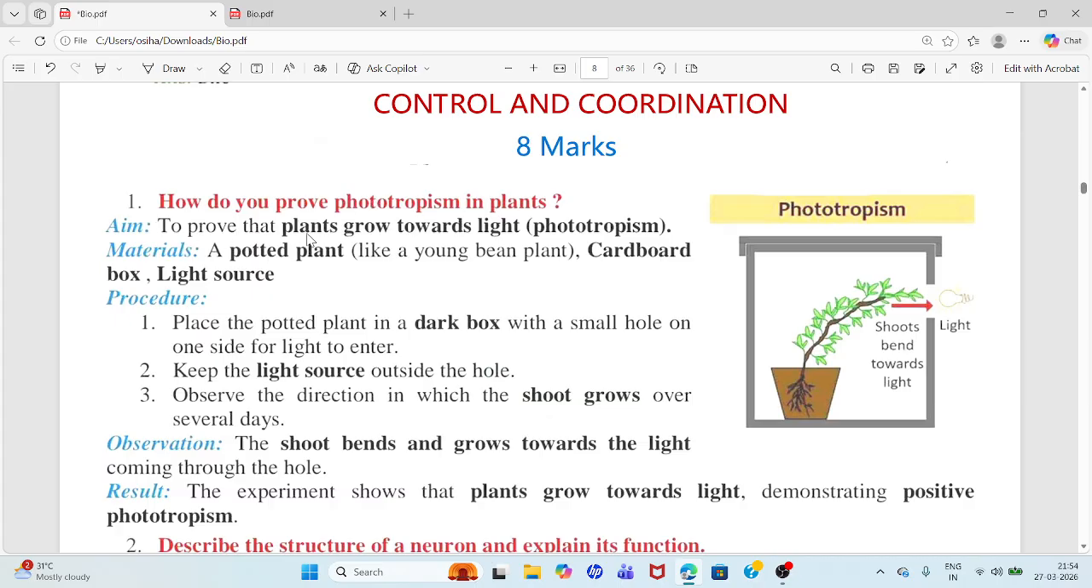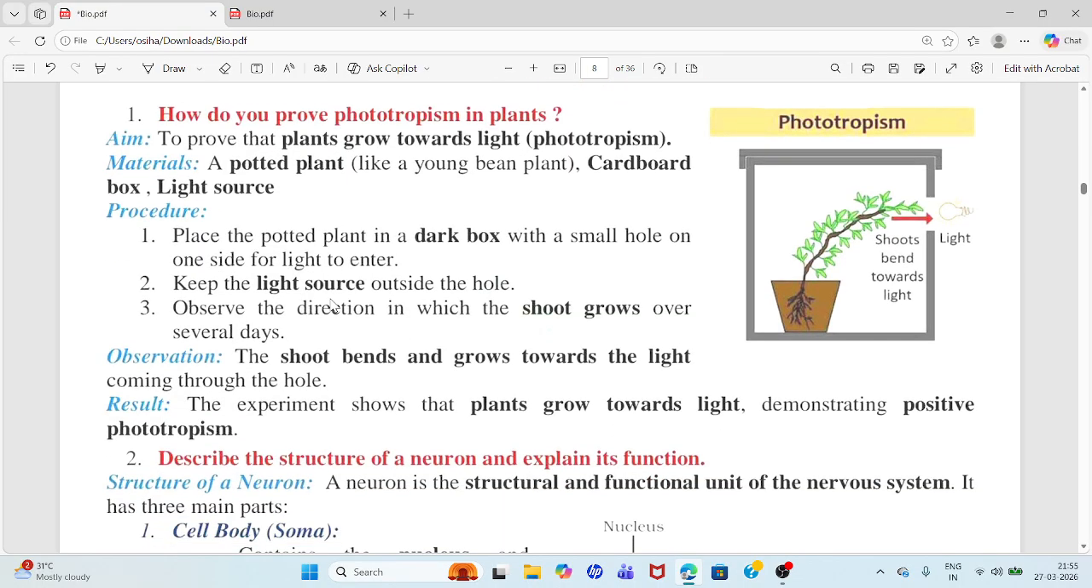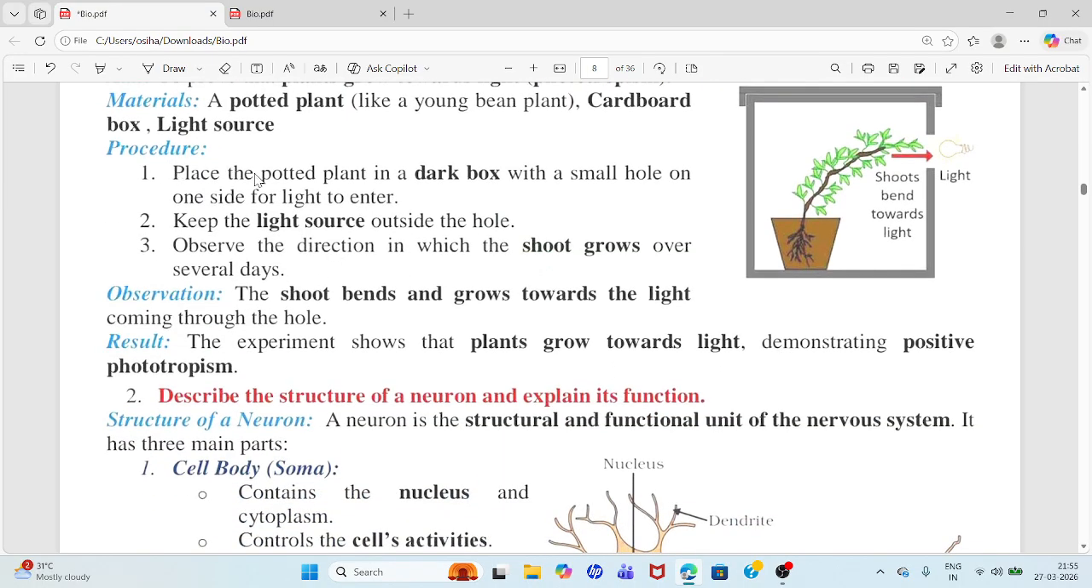Aim: to prove that plants grow towards light. Materials: a potted plant like a young bean plant, cardboard box, light source. These are the required things. Procedure: place the potted plant in a dark box with a small hole on one side for light to enter. Keep the light source outside the hole. Observe the direction in which the shoot grows over several days.